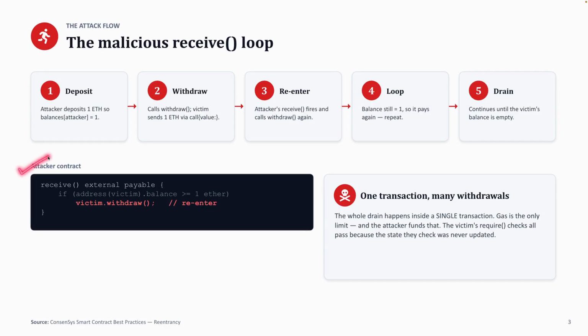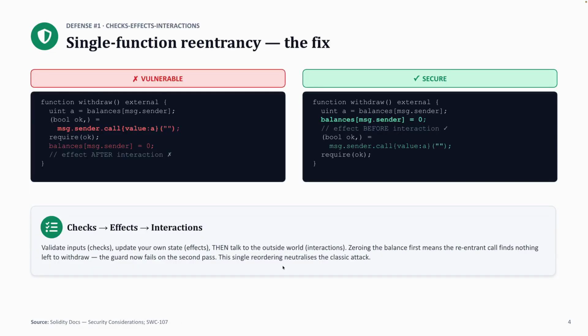This is the attacker contract. Inside the receive function, we check that the balance is greater than or equal to 1. If yes, then re-enter or call victim.withdraw. So what exactly happens? One transaction does many withdrawals. The number one defense mechanism against reentrancy attack is using the check effects interactions pattern.